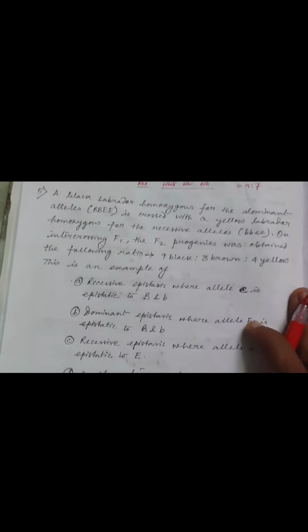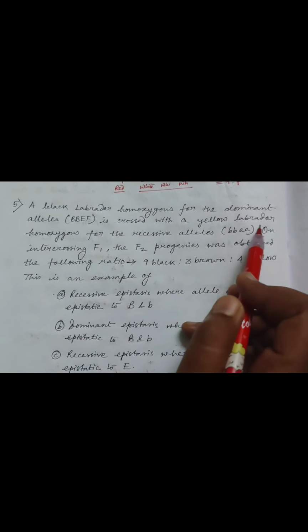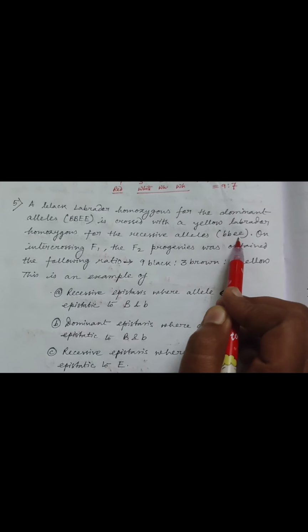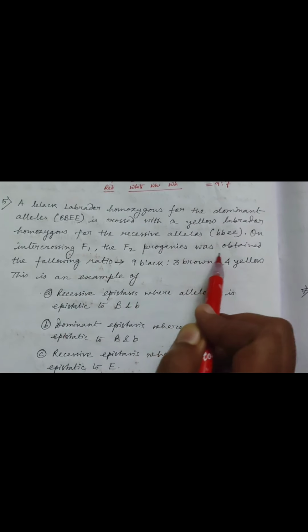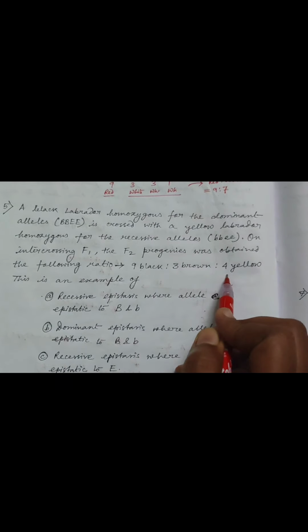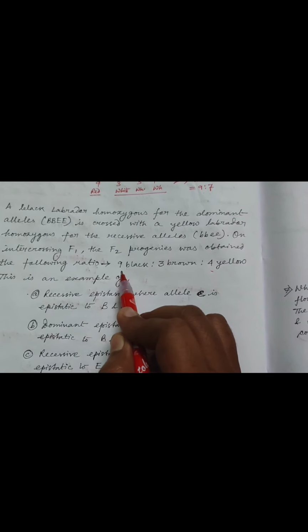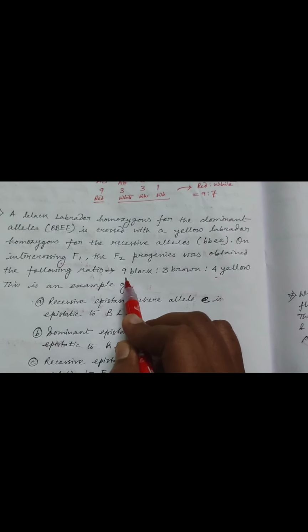Got it? Now coming to the fifth question. A black Labrador homozygous for the dominant alleles B and small e is crossed with a yellow Labrador homozygous for the recessive alleles, that means small b, small e. On intercrossing F1, the F2 progeny was obtained in the following ratio: 9:3:4. So, in which condition can we get this 9:3:4 ratio? In recessive epistasis. Okay, we get this ratio.